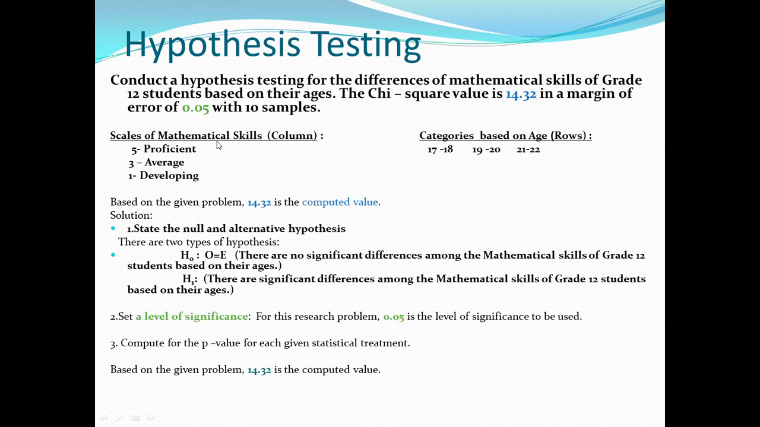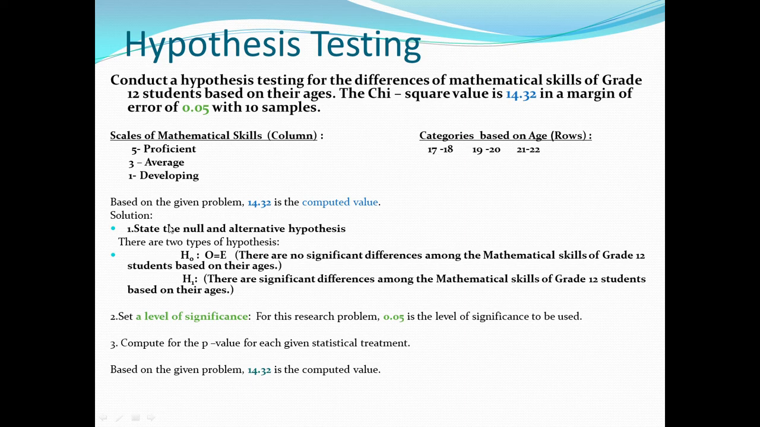Now, meron tayong scales dito kasi nga chi-square yung ginamit natin. So, dun sa Pearson R, wala tayong ganitong scales and categories. Okay? Kung matatandaan ninyo doon sa chi-square niyo sa computation, meron kayong scales or meron kayong categories na tinitingnan doon, di ba? Now, let's go back here. Based on the given problem, 14.32 is the computed value. Ayan. Now, balik tayo doon sa mga steps.